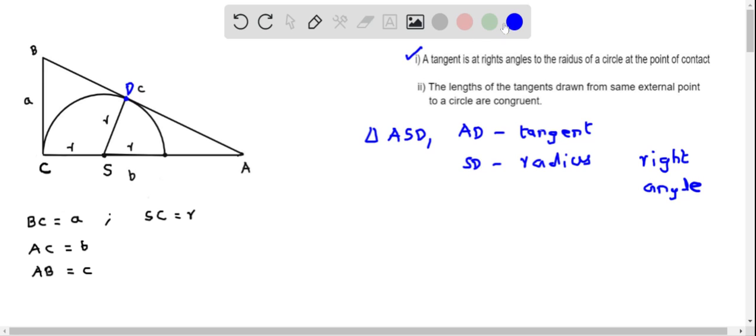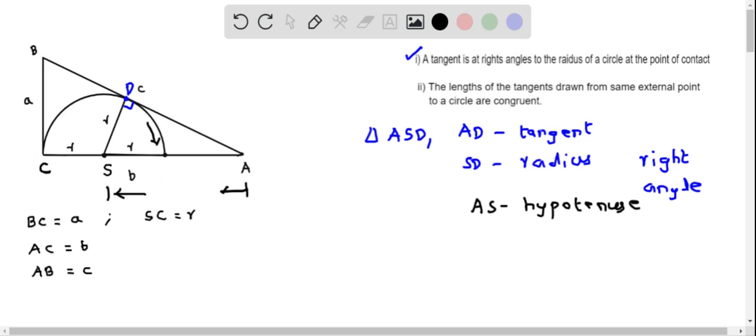So first I'm going to mark this with a small square at this point, which indicates that this angle is a right angle, which means the side opposite to this right angle is always the hypotenuse. So now we have determined AS is the hypotenuse of the triangle ASD. Now I'm going to determine AS in terms of B and R.